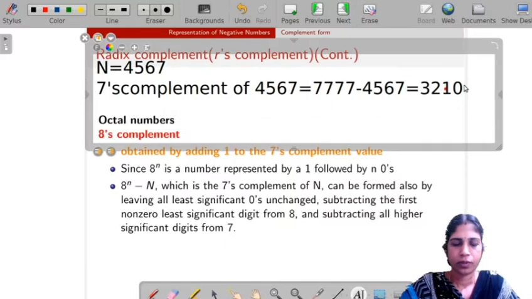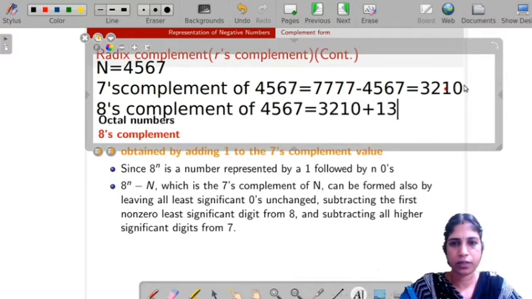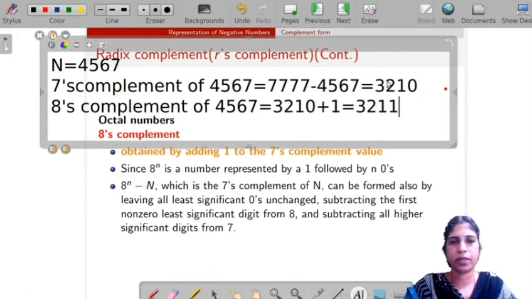Okay, next to find the 8's complement of the number. The 8's complement of 4567 is equal to the 7's complement plus 1. The 7's complement is 3210 plus 1, that is equal to 3211. 7's complement plus 1 is the 8's complement of the octal number.